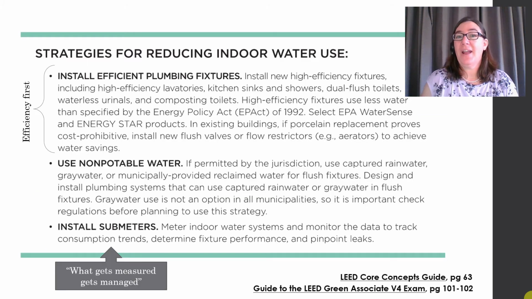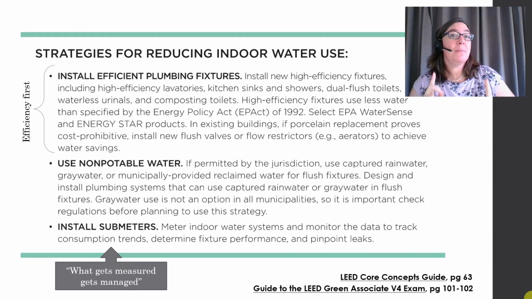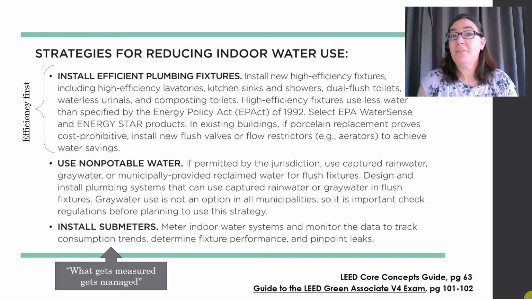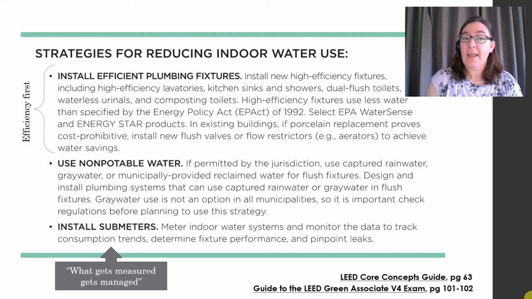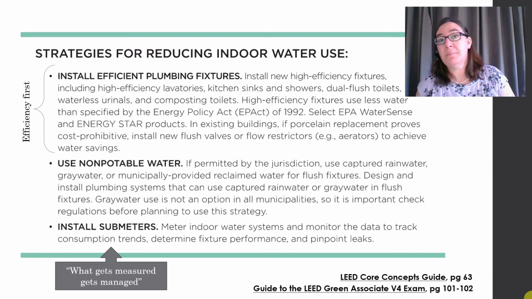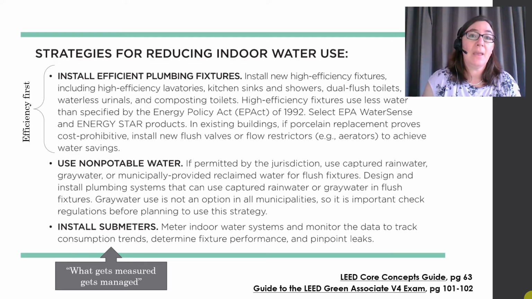Let's talk about design strategies for reducing total indoor water use. And remembering our efficiency first set of priorities, the number one thing that you can do is to install efficient plumbing fixtures. The next priority would be to use non-potable water. That's the gray water that you may have collected on site. And this can be iffy because some jurisdictions, some cities or municipalities, don't allow this. So double check your code requirements and your zoning.